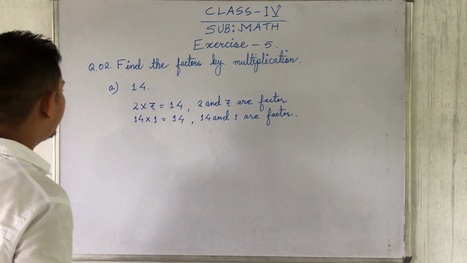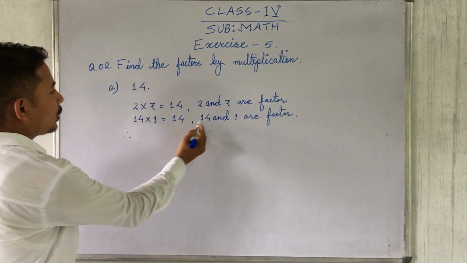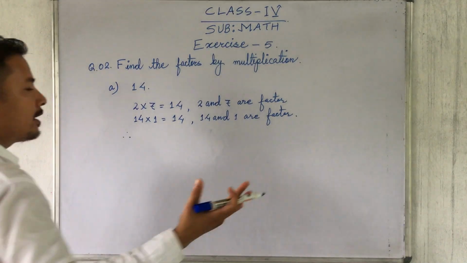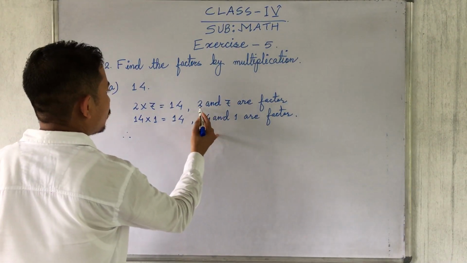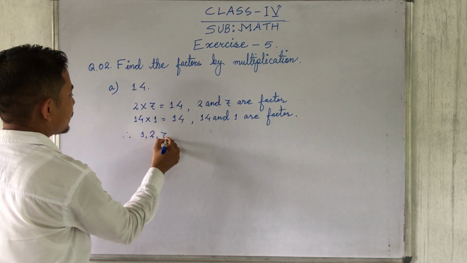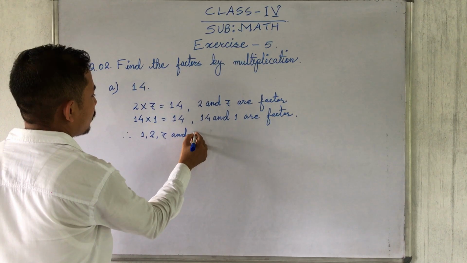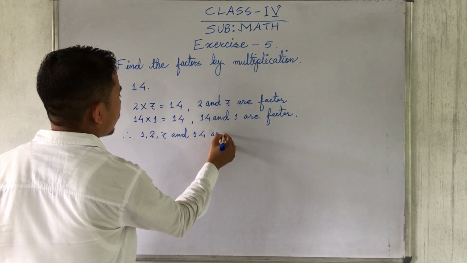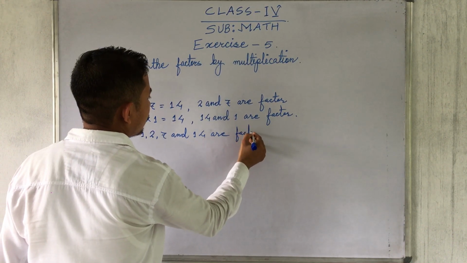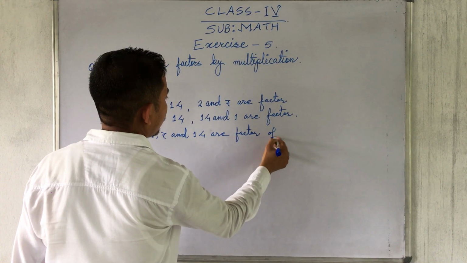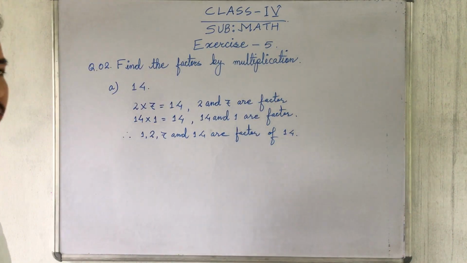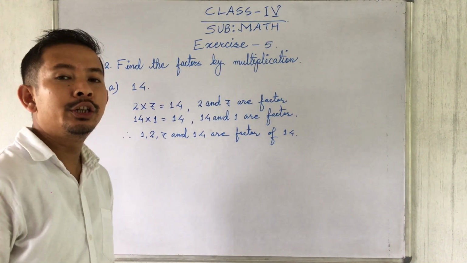So this way if we see, therefore we can write, we have to arrange in ascending order, okay. 1, 2, 7 and 14, okay. 1, 2, 7 and 14 are factor of 14. Very easy, okay, but you need to know the table.